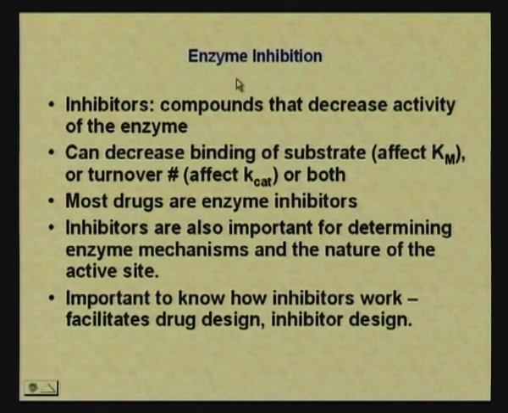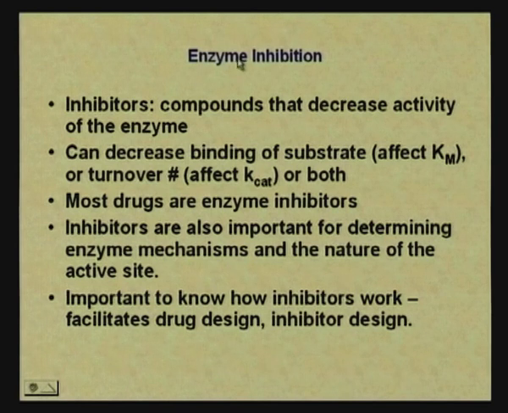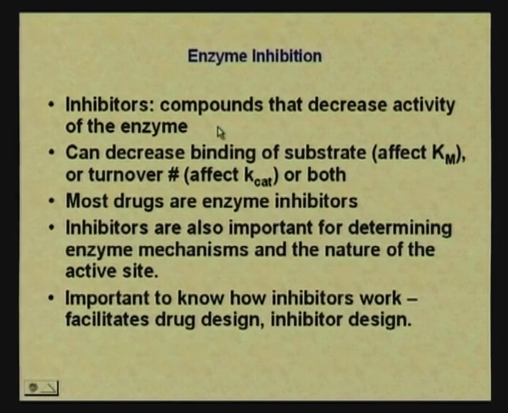So, apart from knowing the structure and once we know the function, there are certain designs to the drugs that can be made to determine how we can design what is called an inhibitor of a particular enzyme. Now, what we want to do is stop the particular reaction that the enzyme is catalyzing. So, these inhibitors are compounds that decrease the activity of the enzyme. Okay? Now, how can they decrease the activity of the enzyme?